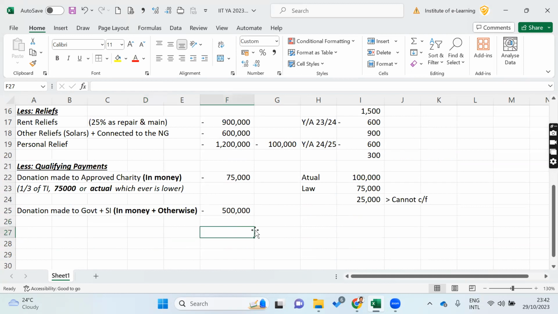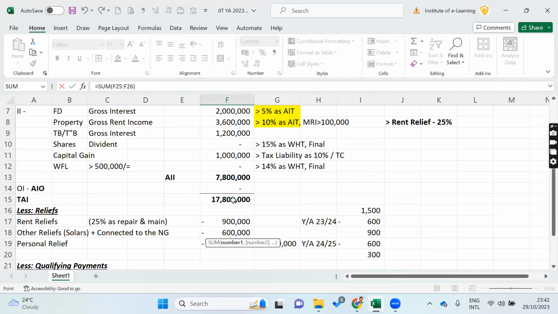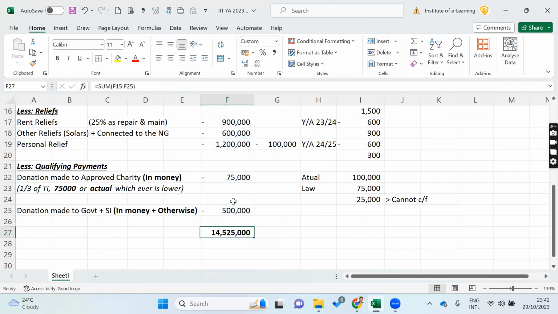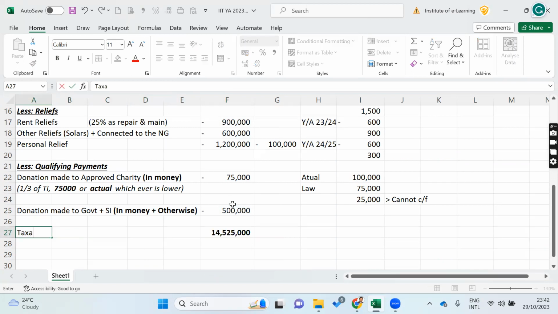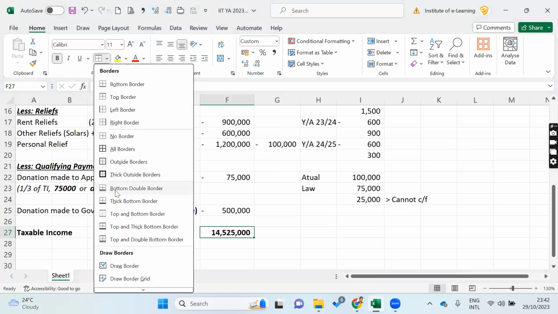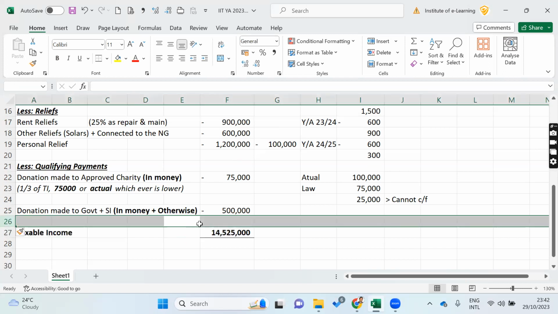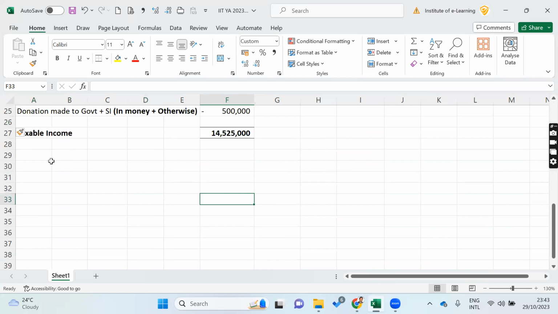Then after deducting these things, we call this taxable income. We call this taxable income. Once you calculate the taxable income, right, we can close the lines. We can use a double line to close. Then after that, because there is no continuation of this calculation, what do we have to do? We have to do the calculation of income tax liability, right?